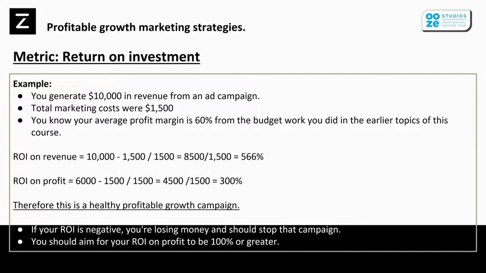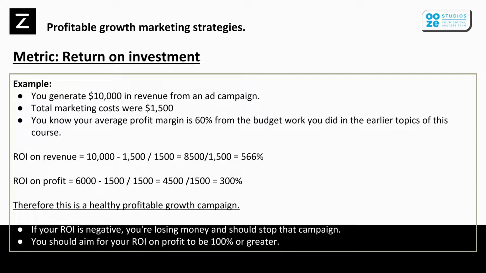So we know that your profit margin is 60%. So therefore 60% times 10,000. So you got 6,000 profit, less from your revenue the 1,500 marketing costs taken away from that, divided by the marketing costs again. So you got 4,500 divided by 1,500, which gives you 300%. So your ROI on profit, if this is less than 100%, you need to address it fairly urgently. If it's negative, you're losing money and you need to stop that campaign immediately.